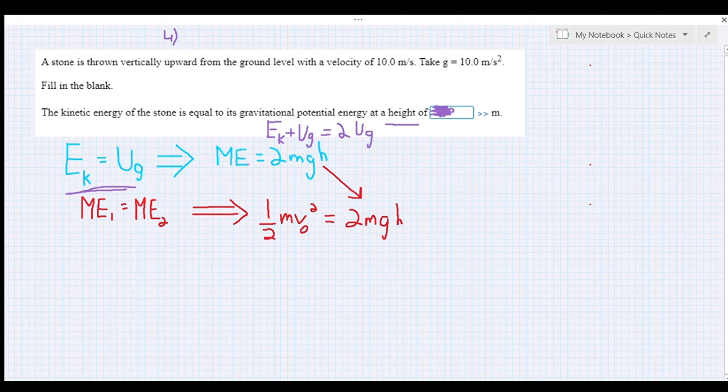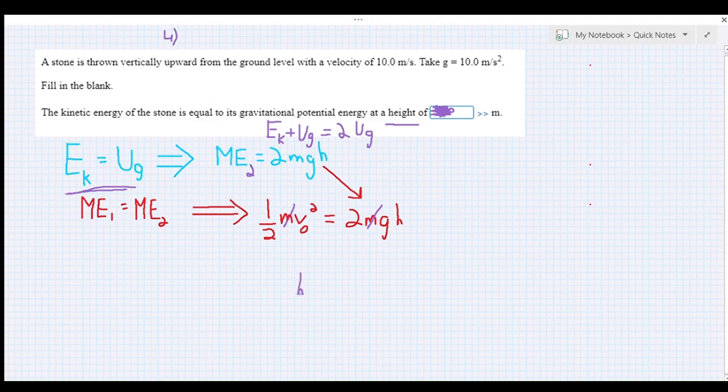Now that point, let's call it ME2, the mechanical energy at that point. And ME1, the initial mechanical energy, is going to be equal to ME2 because we don't have friction, we don't have any non-conservative forces at play. And assuming that the ground is our reference, ME1 is just going to be equal to half mv0 squared. Setting that equal to 2mgh, first of all, the m cancels out, v0 squared is given, g is given, and so the only thing we need to find is h.